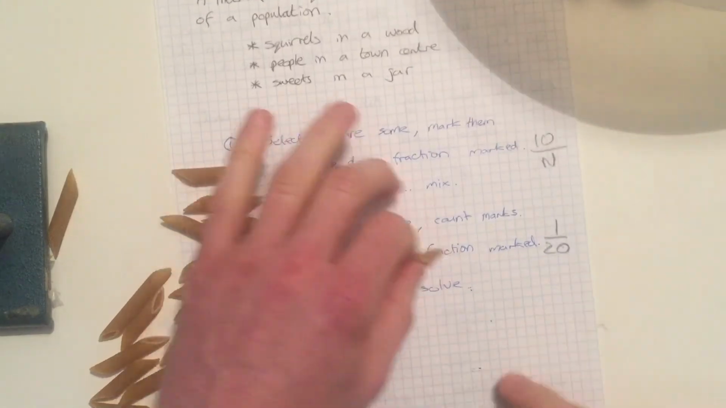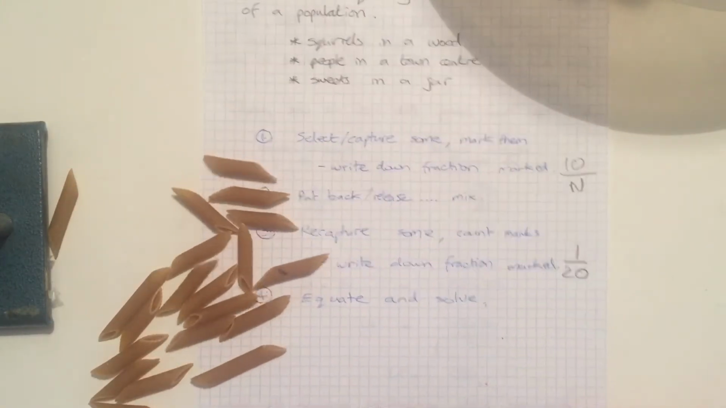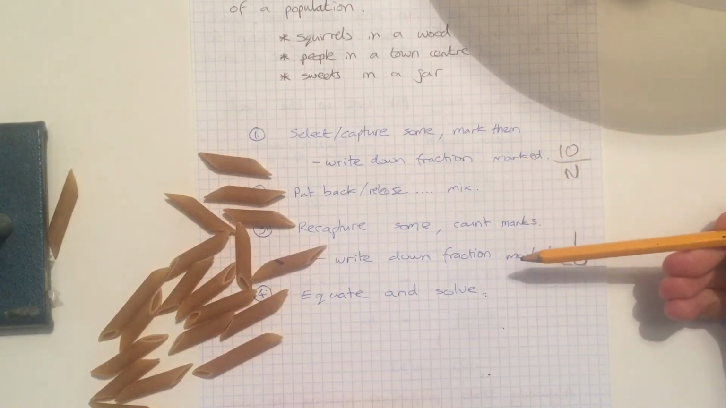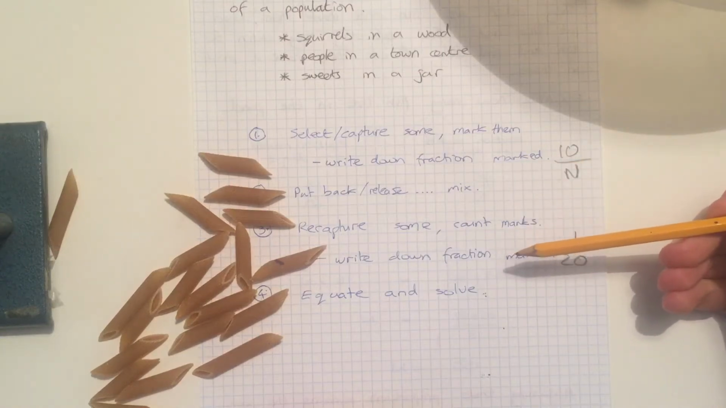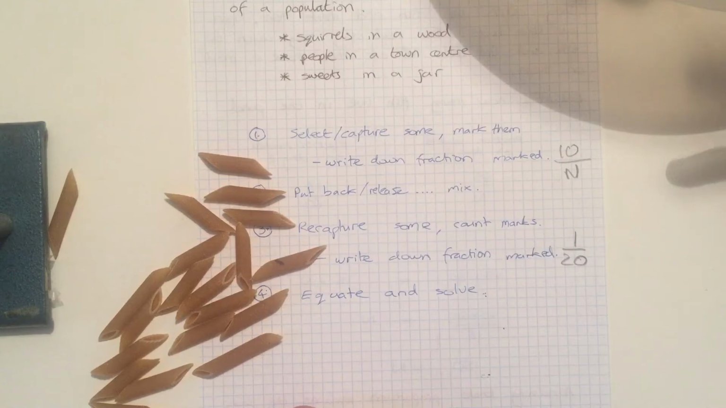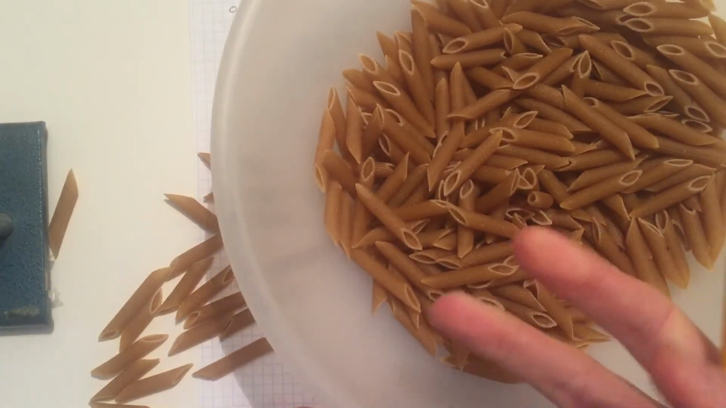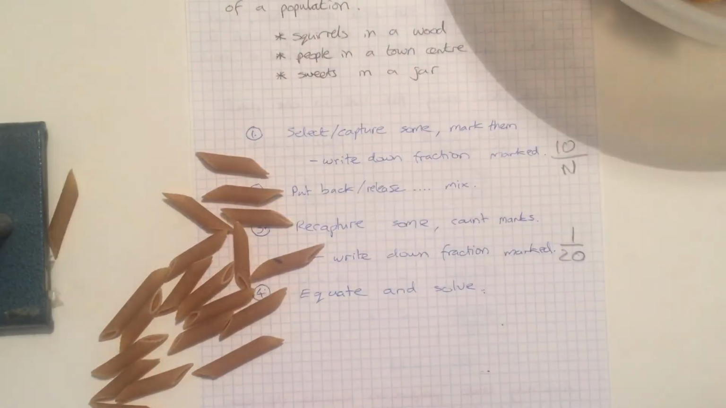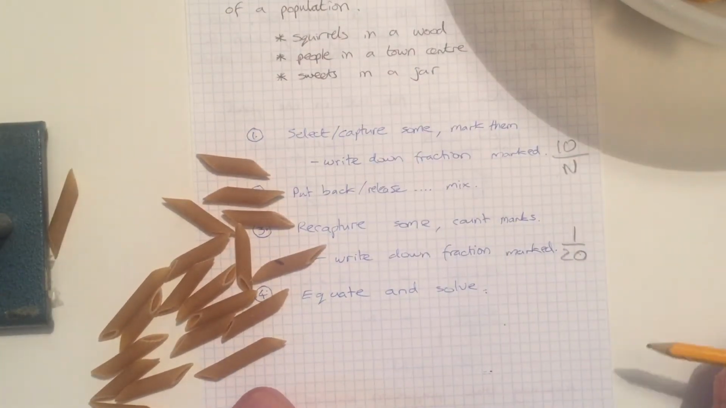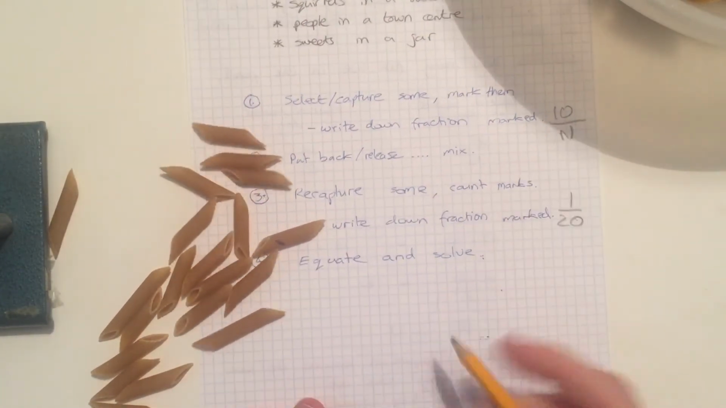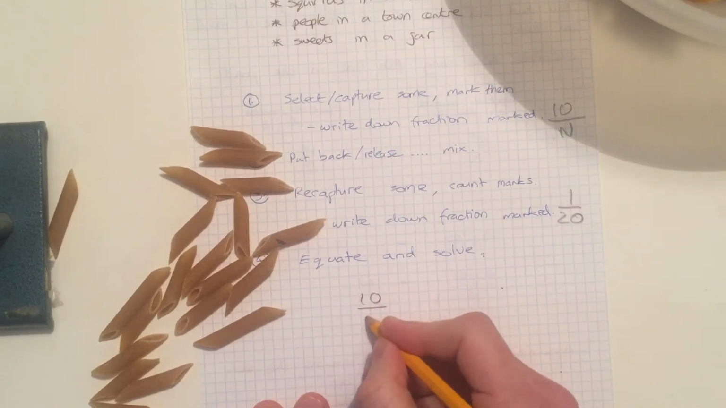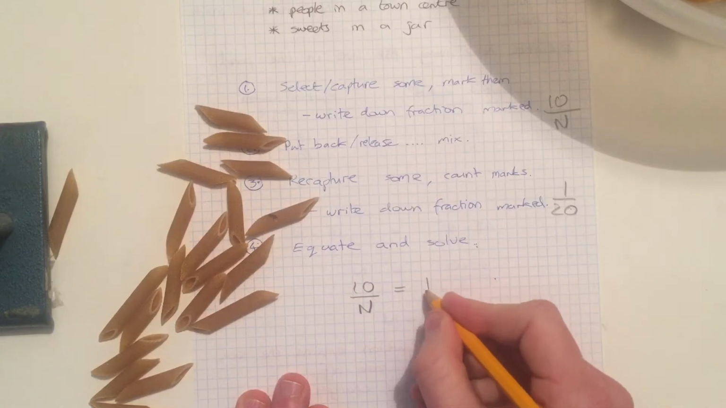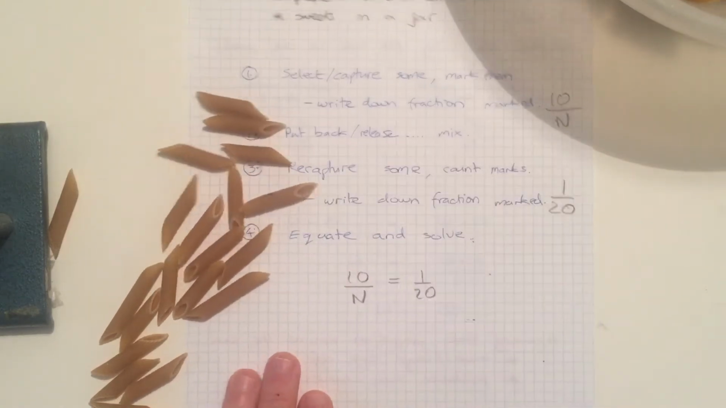Now, as long as I didn't do anything between step 1 and step 3 to change the population, which I didn't, I didn't add any new pasta into the bowl, I didn't take any pasta out, I know that these proportions are the same. So I can now say that the fraction at the beginning is equal to the fraction at the end.